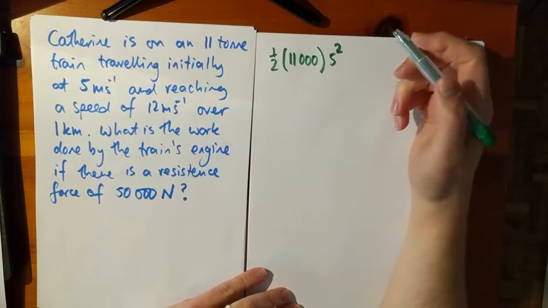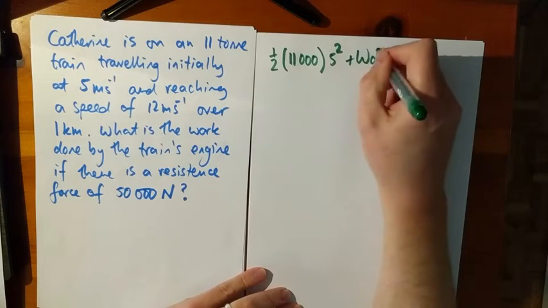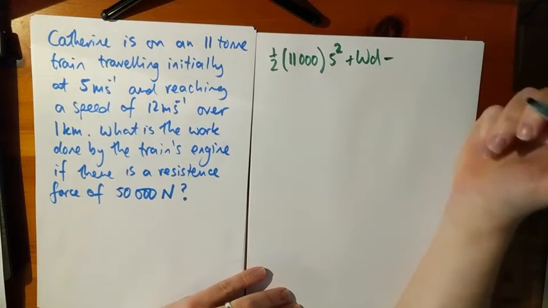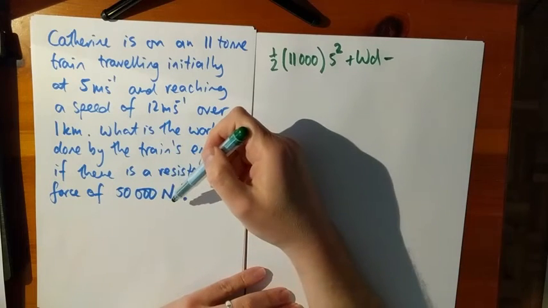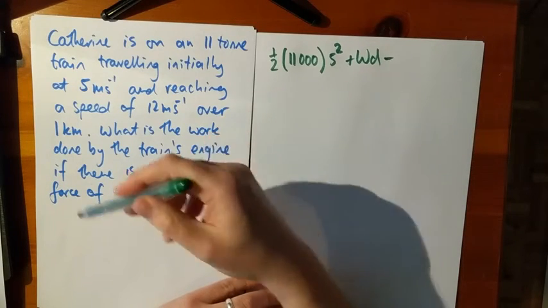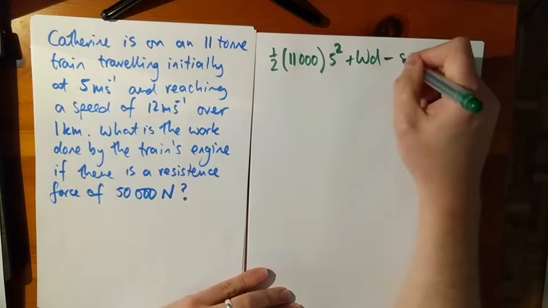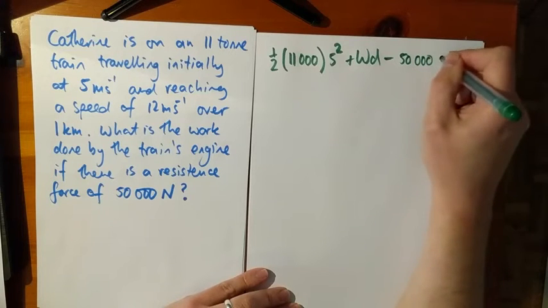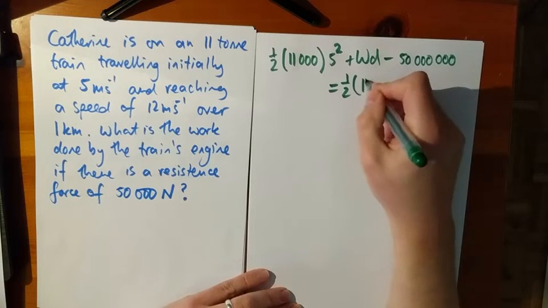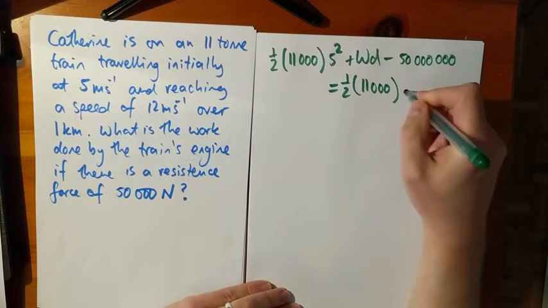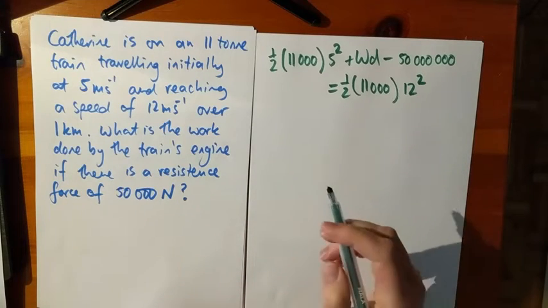We're looking for the work done by the train's engine. I presume Catherine's driving this train, but we're looking for the work done by the engine. And we're going to take away the work done by resistance, which is 50,000 is the size of the force, but it's happening over 1 kilometer. So it's 50,000 times 1,000 meters, and that equals the energy at the end. It's still got the same mass of 11,000, but now it's going at 12 meters per second. And it just forms an equation that we can solve relatively easily.